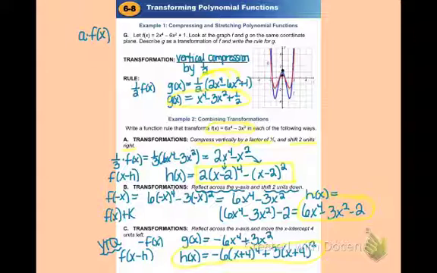H of x is equal to the opposite of 6 times the quantity x plus 4 to the 4th plus 3 times the quantity x plus 4 squared.